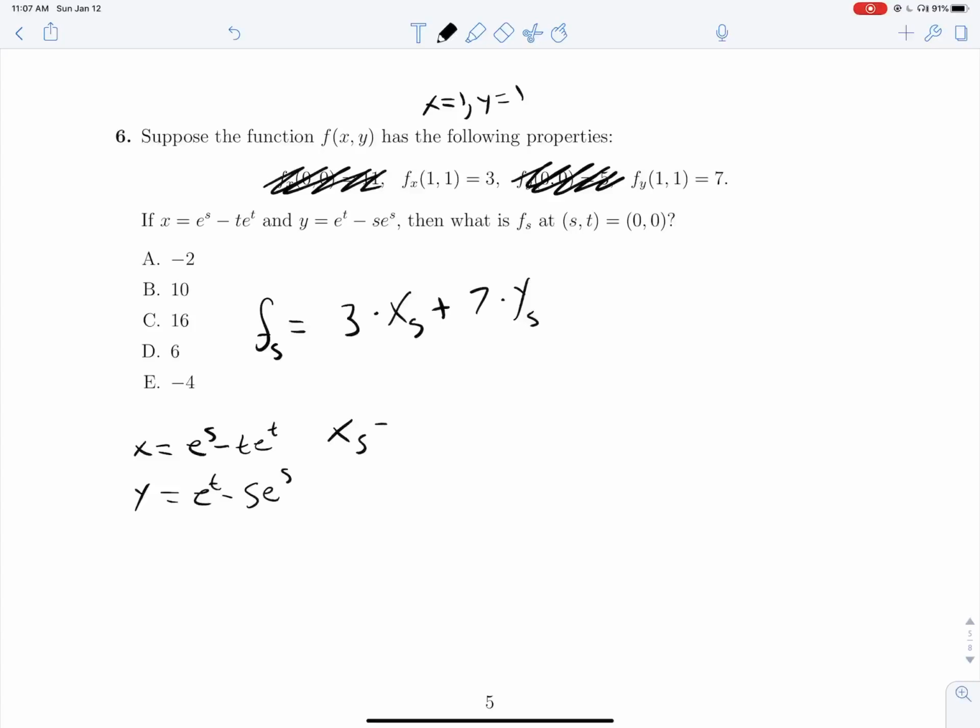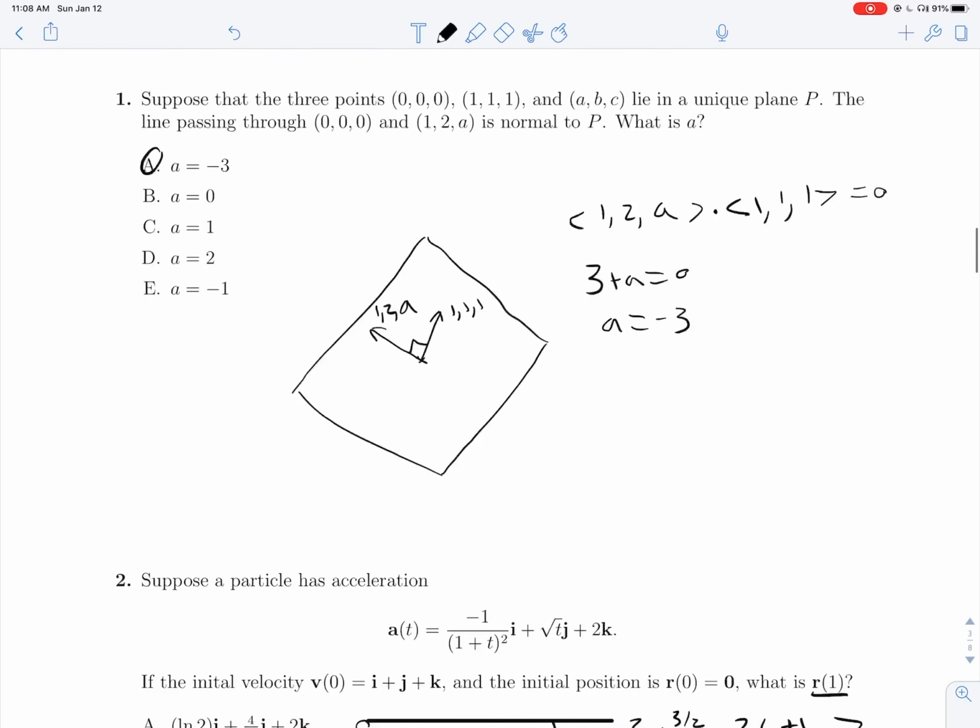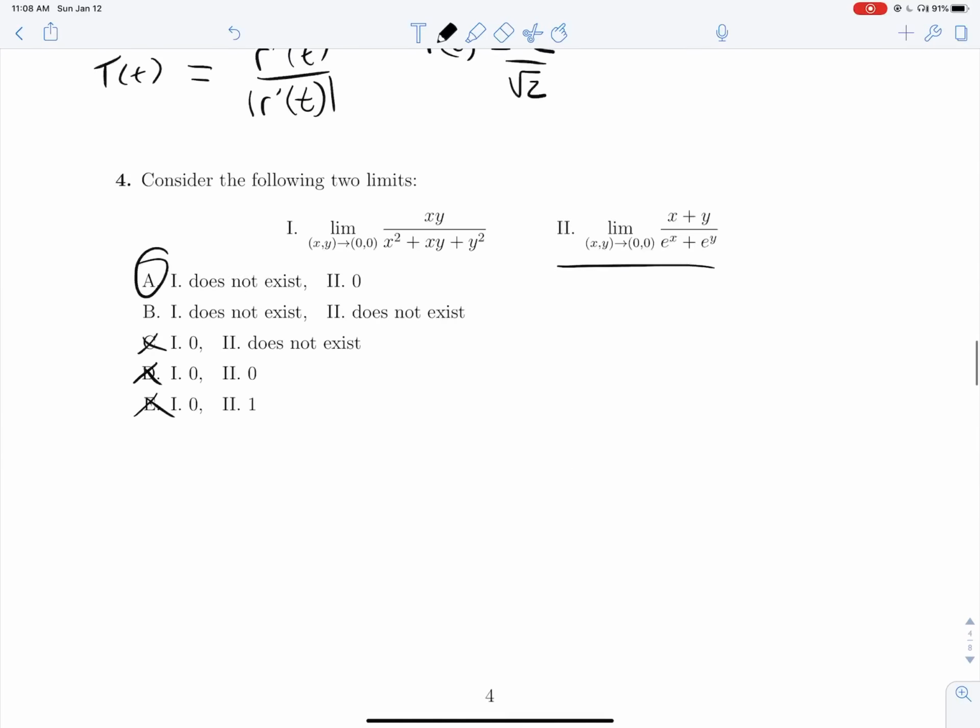So xs is going to be e to the s, and ys is going to be negative s e to the s minus e to the s. And at 0, 0, this will give us negative 1, and this guy will give us 1. And so we can plug these in. Oh, that's not a 3, that's a 1. And ys is a negative 1, and we get our answer of negative 4. Just make sure. Yes, okay, we're good.